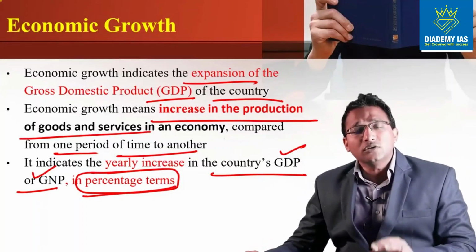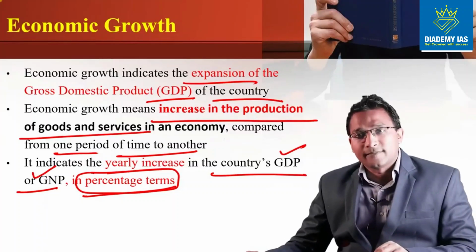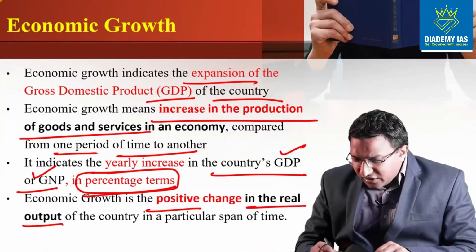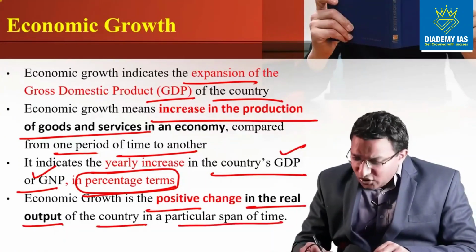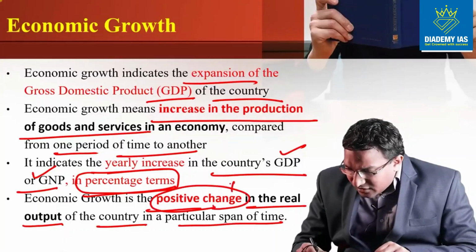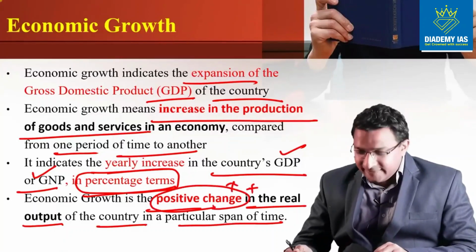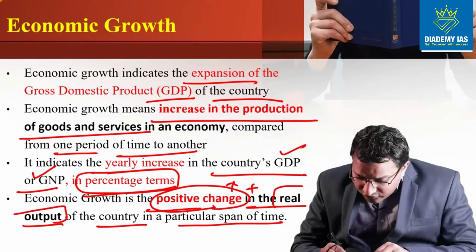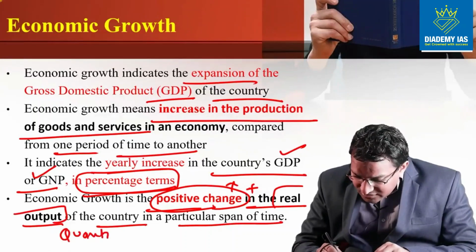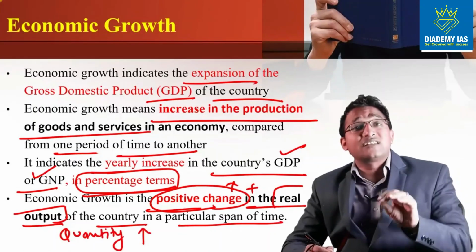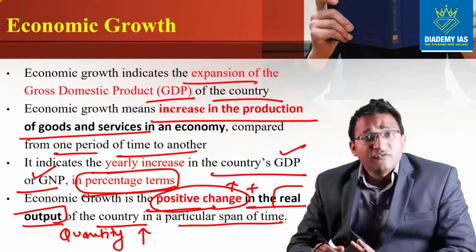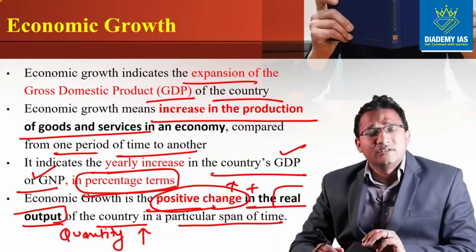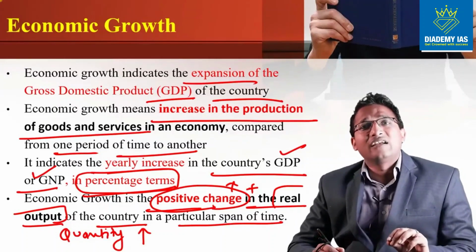How do we calculate the economic growth? Then we will discuss this percentage term also. Economic growth is the positive change in the real output of the country in a particular span of period. So positive change means increment, the plus, there is increase. And real output means actually the quantity of production is increasing. It is not just that the prices are increasing. If just prices are increasing and the output is not increasing, then this will not indicate the economic growth.